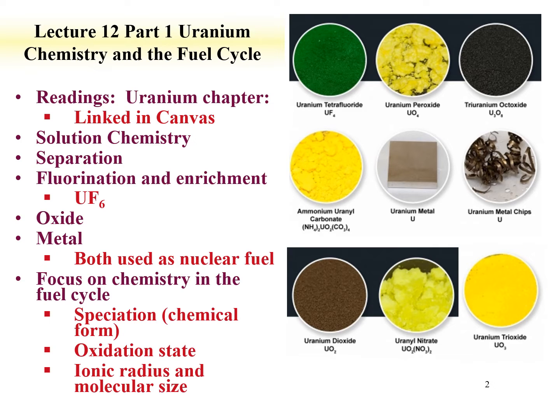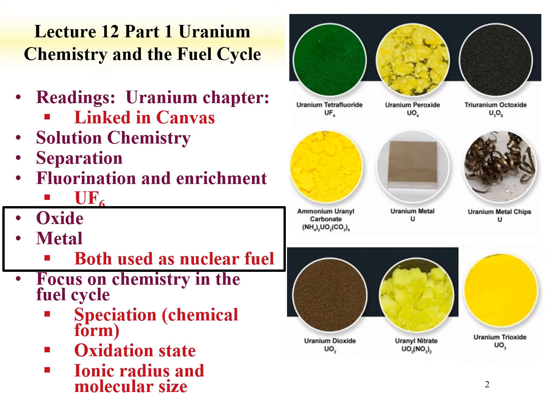Part 2 of the lecture on uranium chemistry and the fuel cycle is going to focus on uranium oxide and uranium metal. There's a common point with these compounds. Both are used as nuclear fuel. For nuclear fuel, uranium metal, shown here, and the oxide is dominant by UO₂.